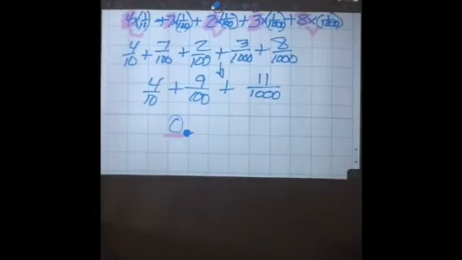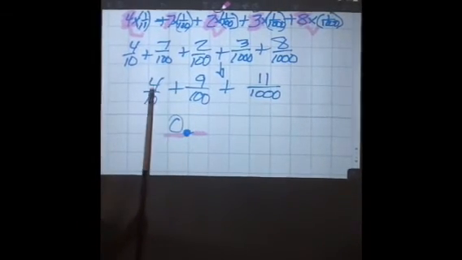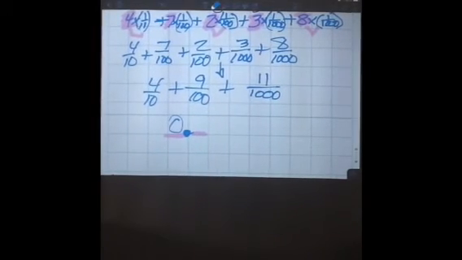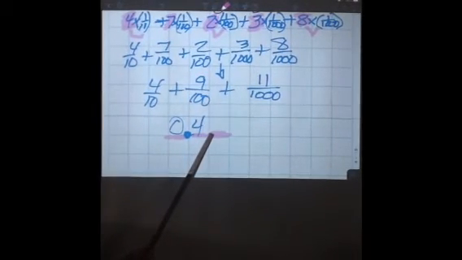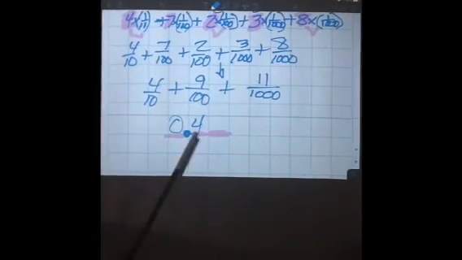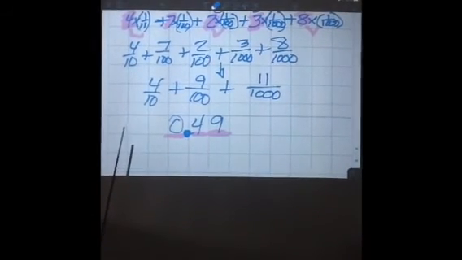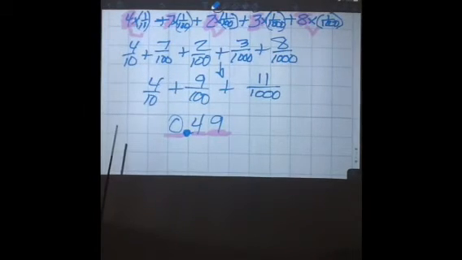Okay. So let's do the next part, shall we? What's this space right here? That space is a tenth. Do we see any tenths up here? Yes. What is it? 4. Put that right there. What's this space? What's this place value? Hundredths. Do we have any hundredths up there? Yes. How much? 9.